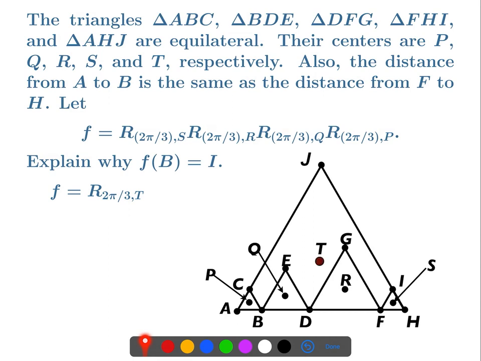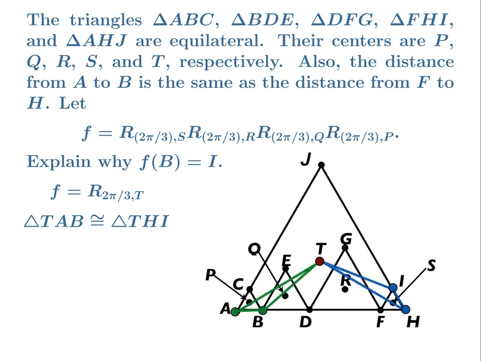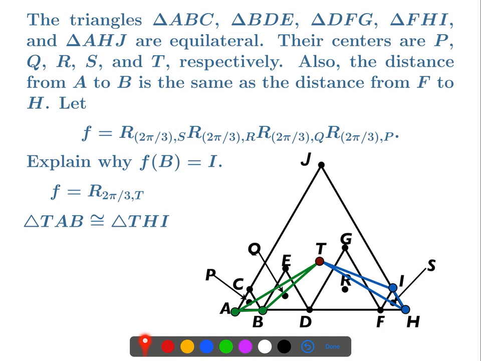So what I'm going to do is show you that two triangles are congruent here. I've circled T for the center of rotation in red here, but I want to look at the triangle from T to A to B, back to T, and the triangle T to H to I. I want to convince you that those two are congruent. So let me color them in here so you can see them better. Those are the two triangles I'm trying to convince you are congruent.